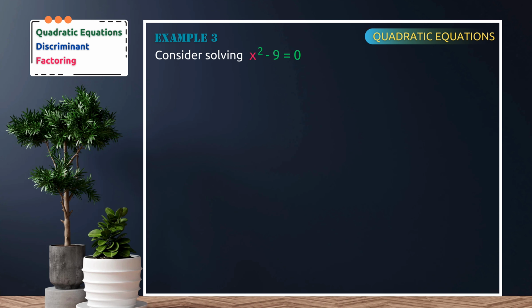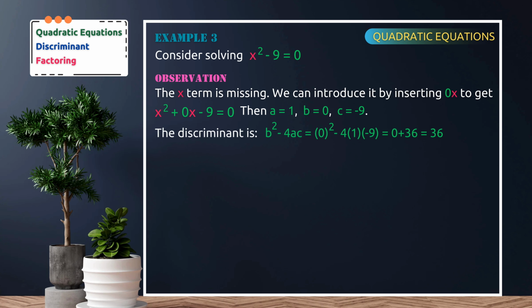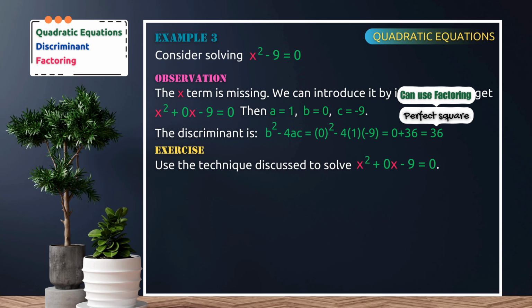Let's consider another example. X squared minus 9 equals 0. Observe that the x term is missing, which we can introduce by inserting 0x to get x squared plus 0x minus 9 equals 0. Then a is 1, b is 0, and c is negative 9. The discriminant is 0 squared minus 4 times 1 times negative 9, which equals 36, a perfect square. Therefore, we can apply factoring. As an exercise, use the technique discussed above and see if you arrive at the same solution we will obtain below.